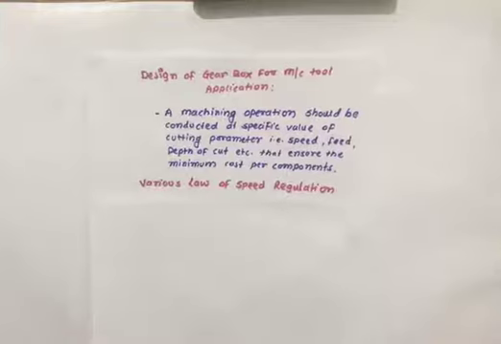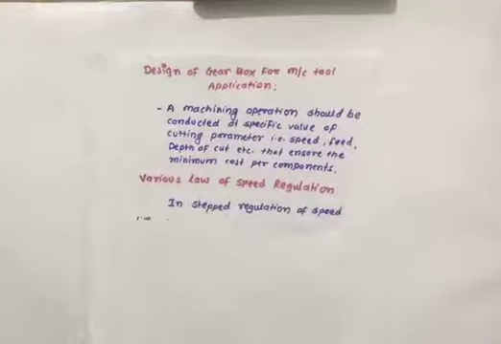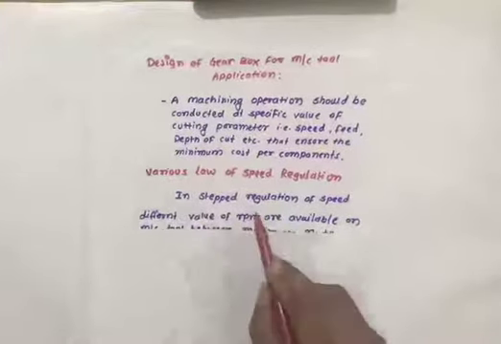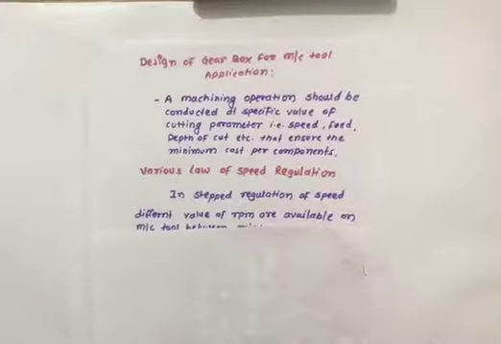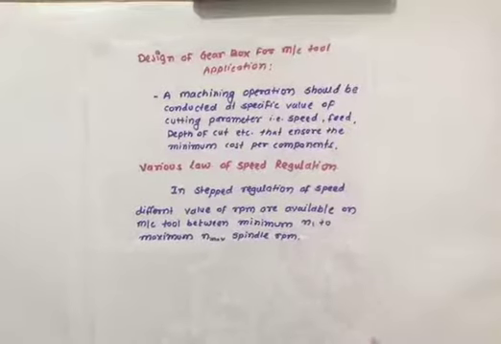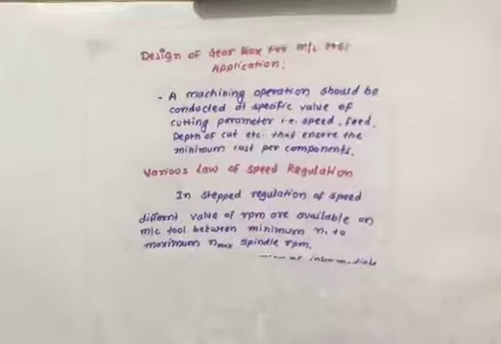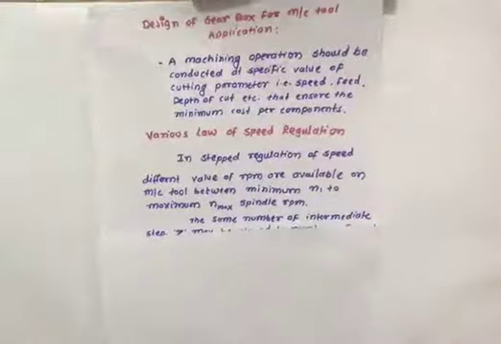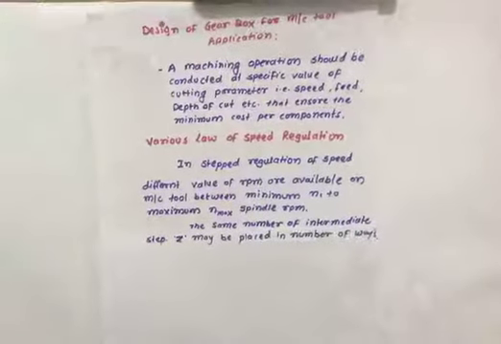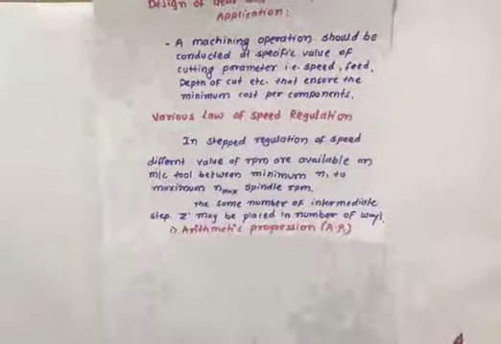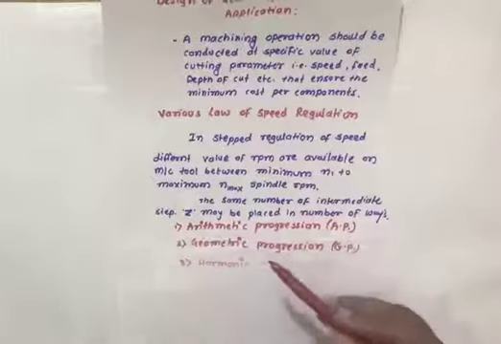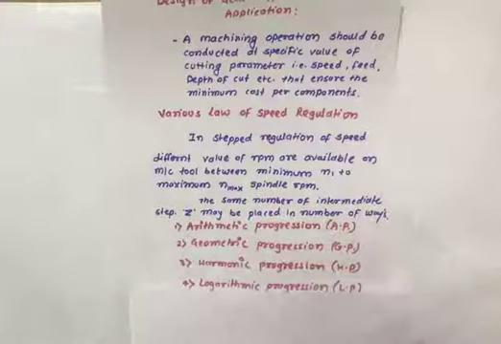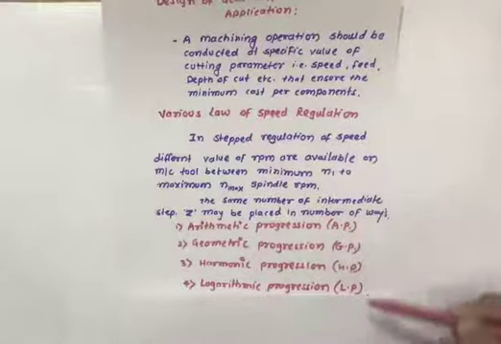Now various laws of speed regulation. In step regulation of speed, different values of RPM are available on the machine tool between minimum speed N1 to maximum speed N max. To achieve the different speeds, there are different laws, that is arithmetic progression, geometric progression, harmonic progression and logarithmic progression. These are the four basic laws.